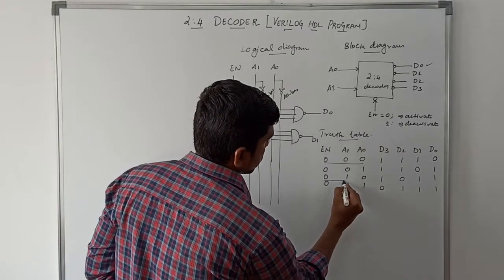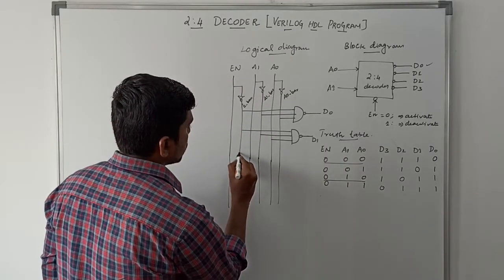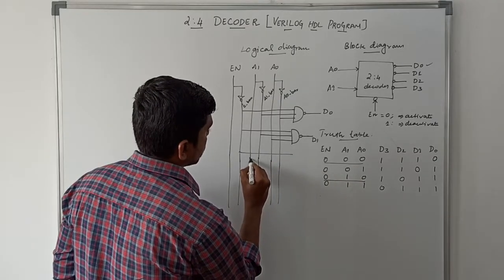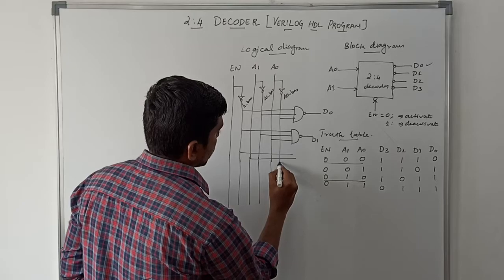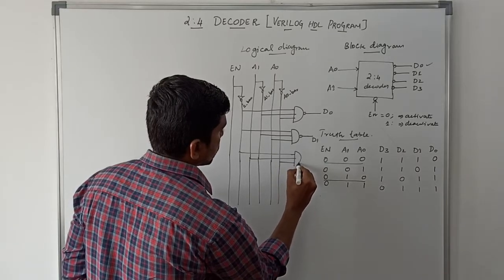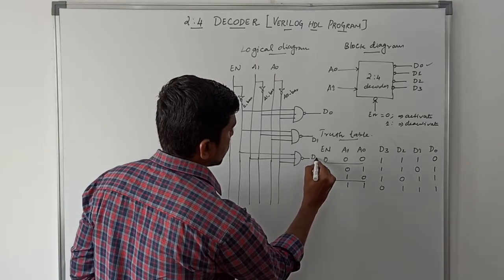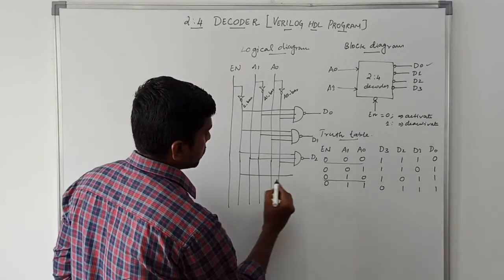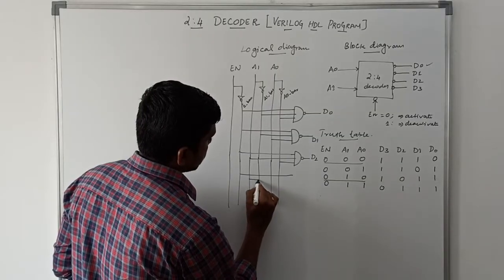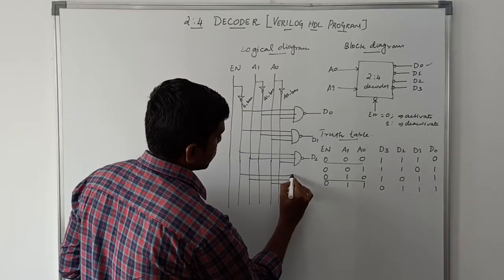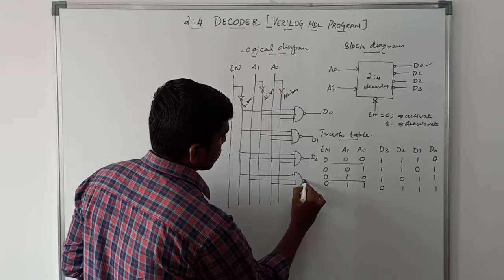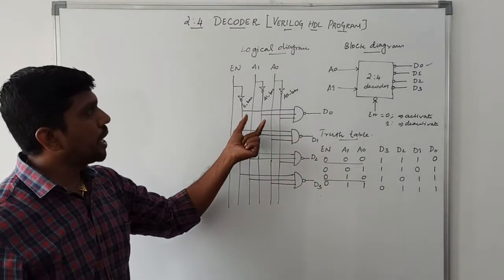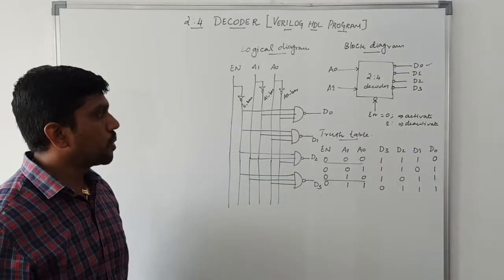Third is enable bar, A1, A0 bar. The output of the NAND gate is D2. The final one is enable bar, A1, A0. The output of the NAND gate is D3. So this is the logical diagram for the 2 to 4 decoder circuit.